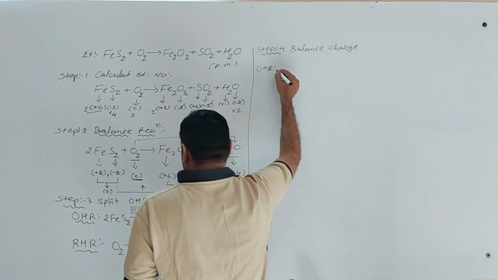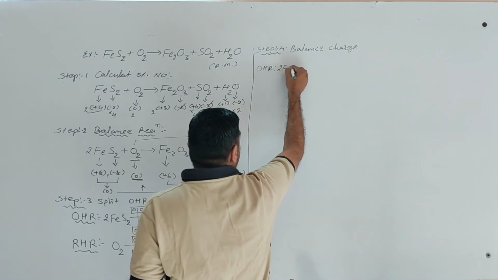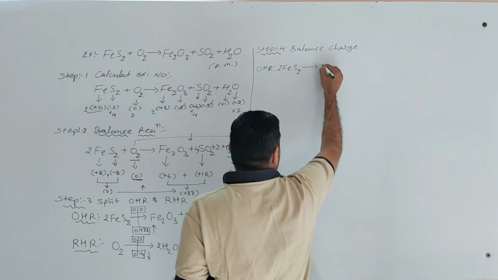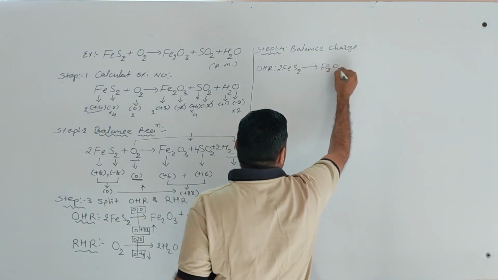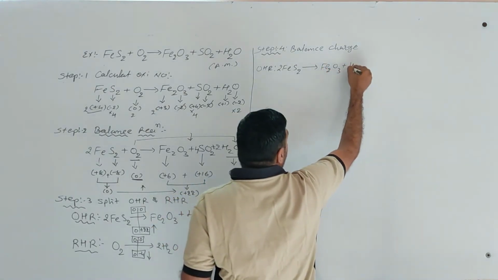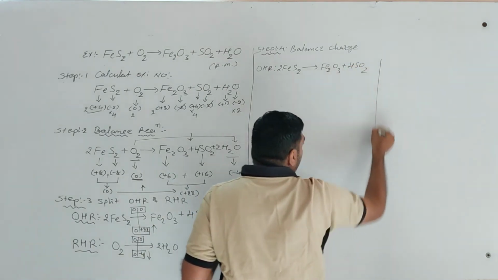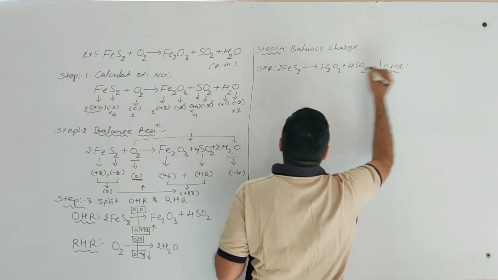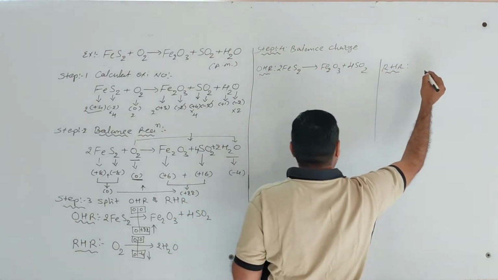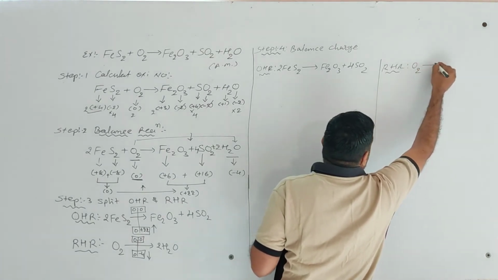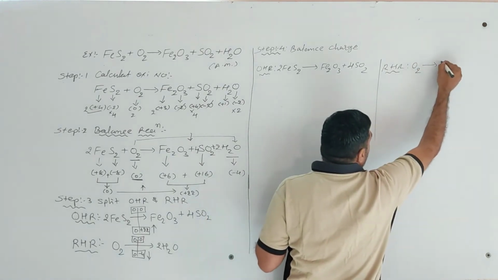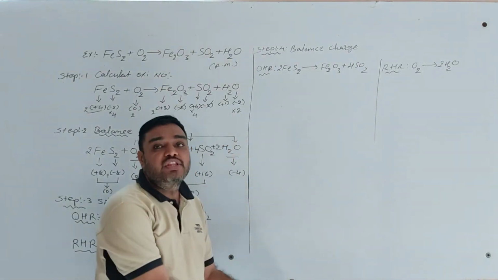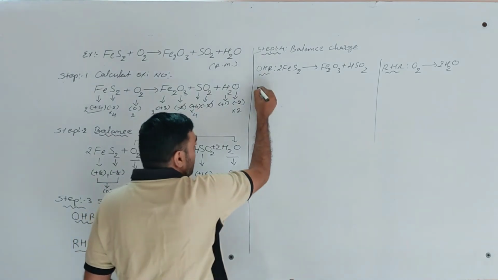Oxidation half reaction, that is twice FeS2 gives Fe2O3 plus 4SO2. Reduction half reaction, that is RHR, O2 gives twice H2O, that is balanced with charge. Now step 5.